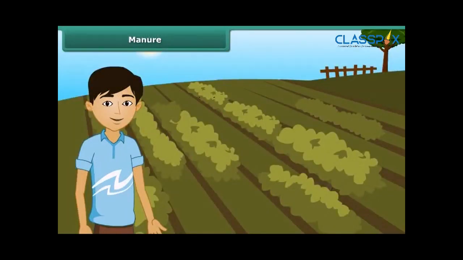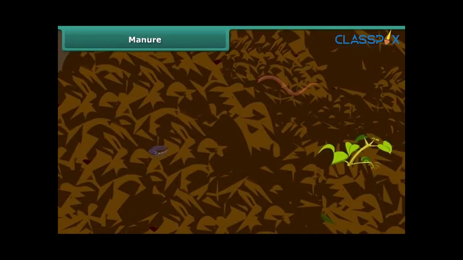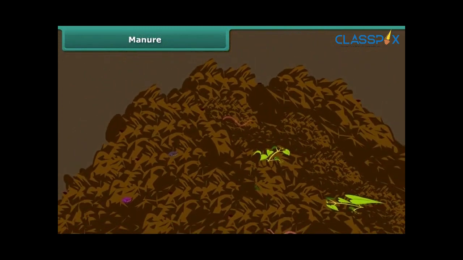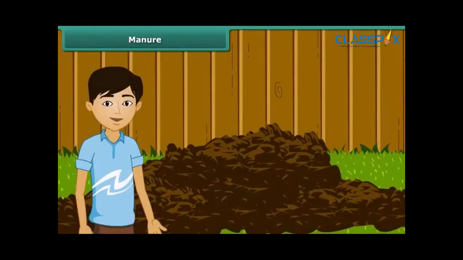Friends, now let us move on to the next topic of this module. I am sure you must have heard the term manure many a times. Do you know what it is? Okay, let us see. Manure is an organic substance obtained from the decomposition of plant and animal wastes. To make it, farmers dump plant and animal wastes in pits at open places where it is decomposed by microorganisms.